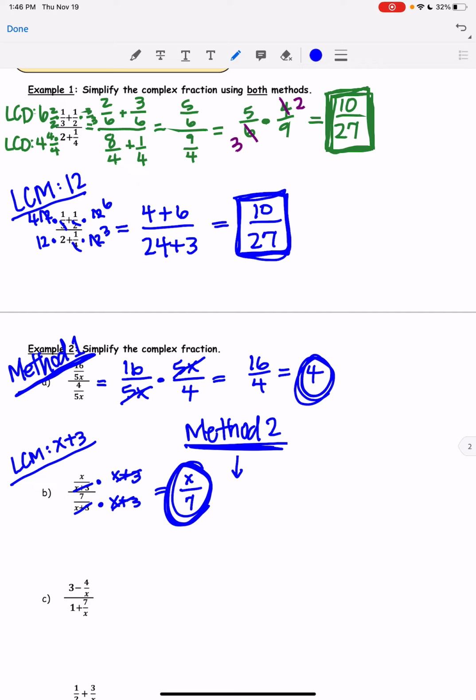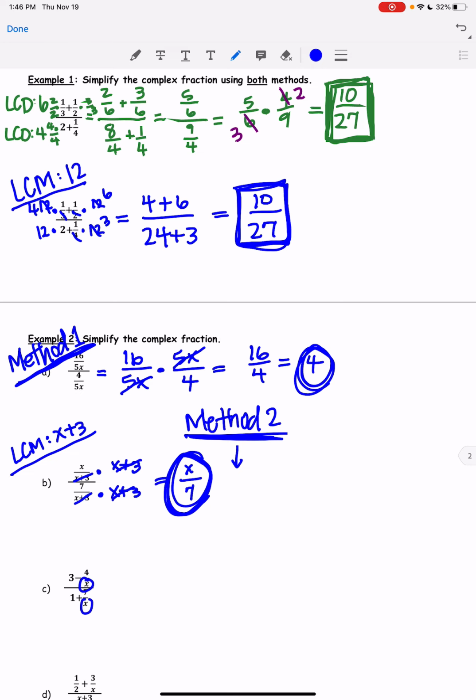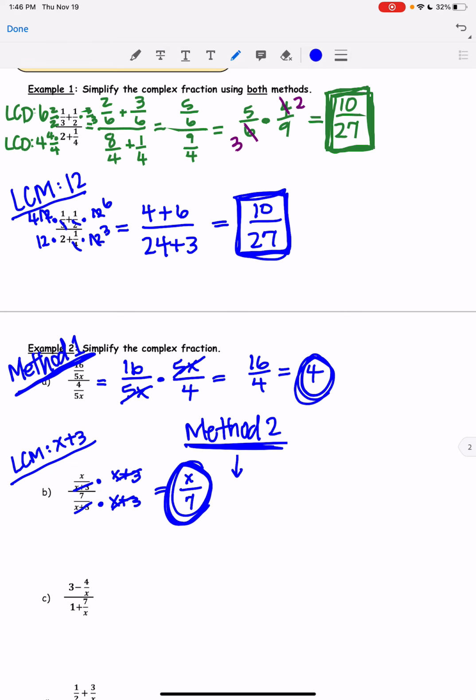Okay, so we could have done the same thing on this one here, multiply top and bottom by 5x. They cancel and you're still left with 16 over 4. Okay, on C, again, in both of these, the only denominator is x, so that has to be your LCM. So multiply everything by x.